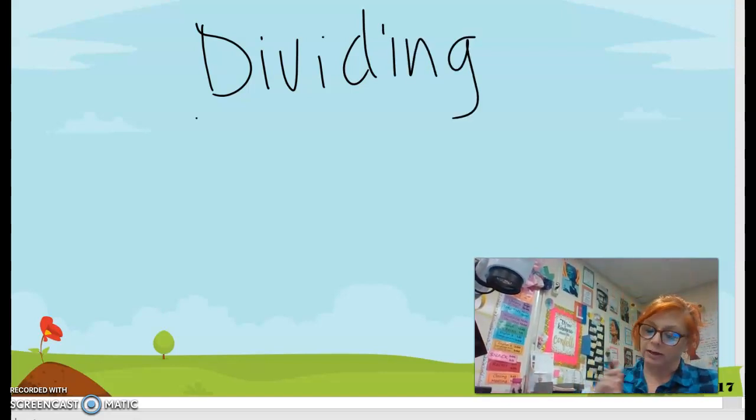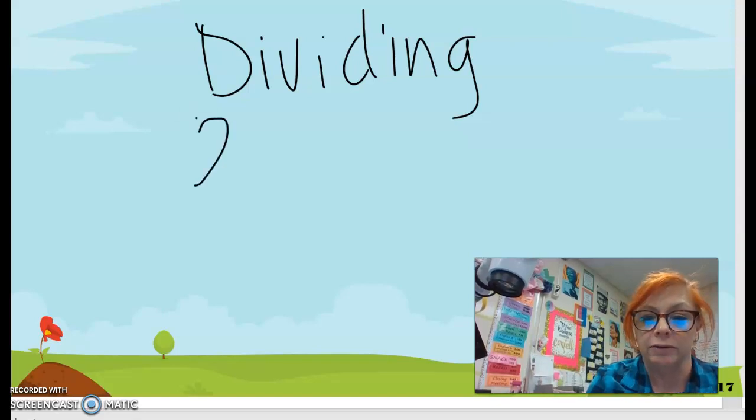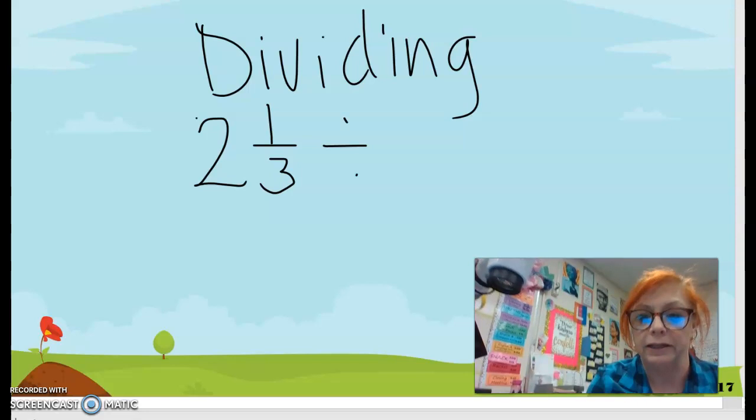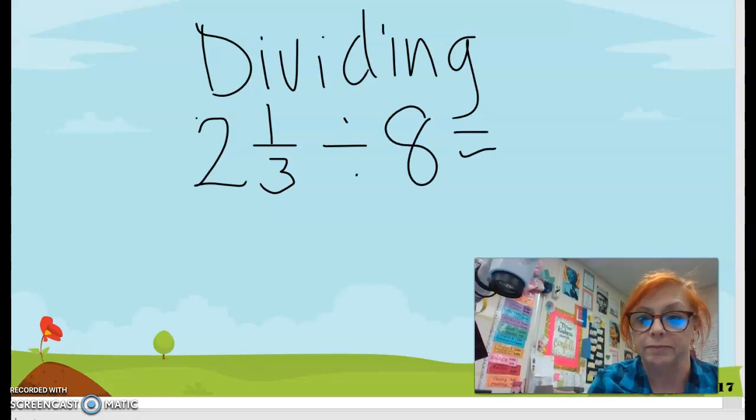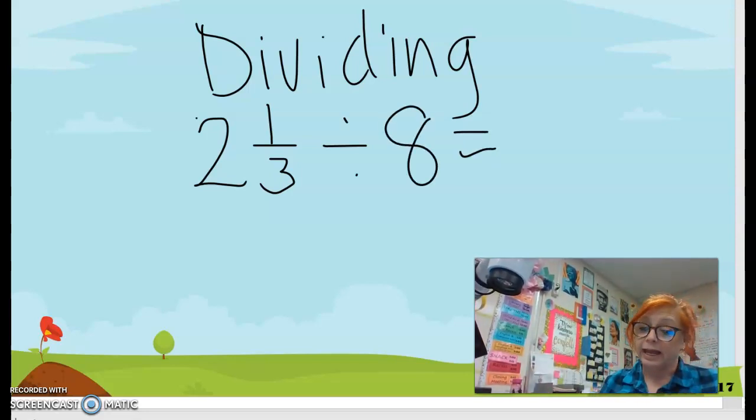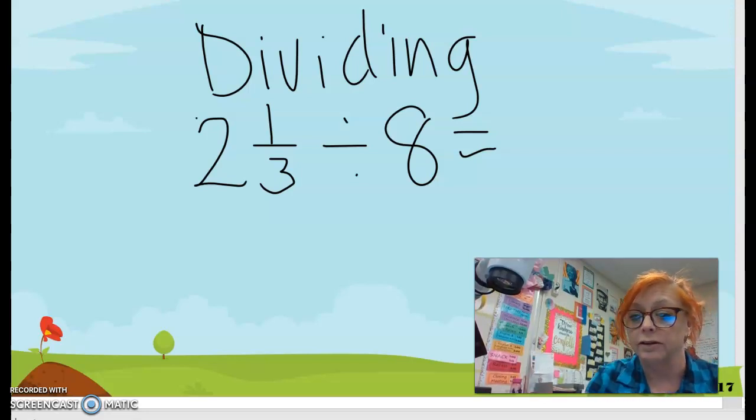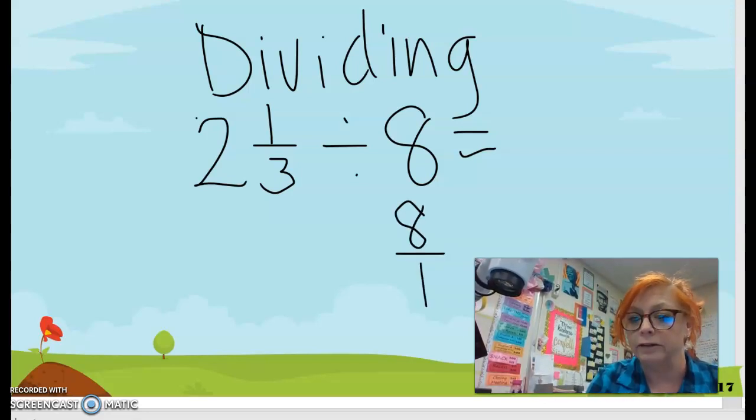Okay, so let's say we have a problem. We're going to kind of start with a difficult one. 2 1/3 divided by 8. Since 8 is a whole number, what should we do? We should make it into a fraction. And how do we make a whole number into a fraction? We put it over 1.